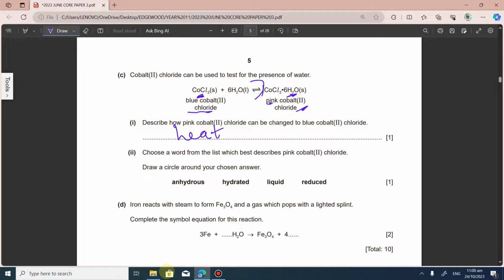Choose a word from the list which best describes pink cobalt 2 chloride. Pink cobalt 2 chloride is a hydrated substance, because it's chemically bonded to water. These water molecules are simply called water of crystallization. So 6H2O here is referred to as water of crystallization. So this is hydrated, while in this case, this is anhydrous. The pink cobalt 2 chloride is hydrated, the blue cobalt 2 chloride is anhydrous.